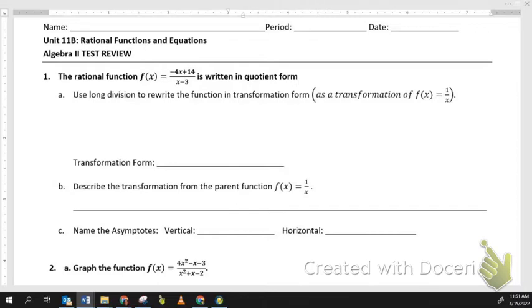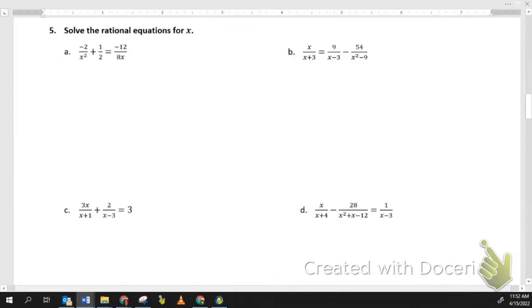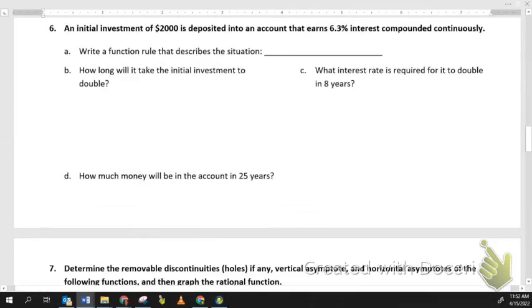Yes, sir. What are the... Oh, those different values for n. Let's go look at that particular problem. There we go. This is a good one for us to look at.